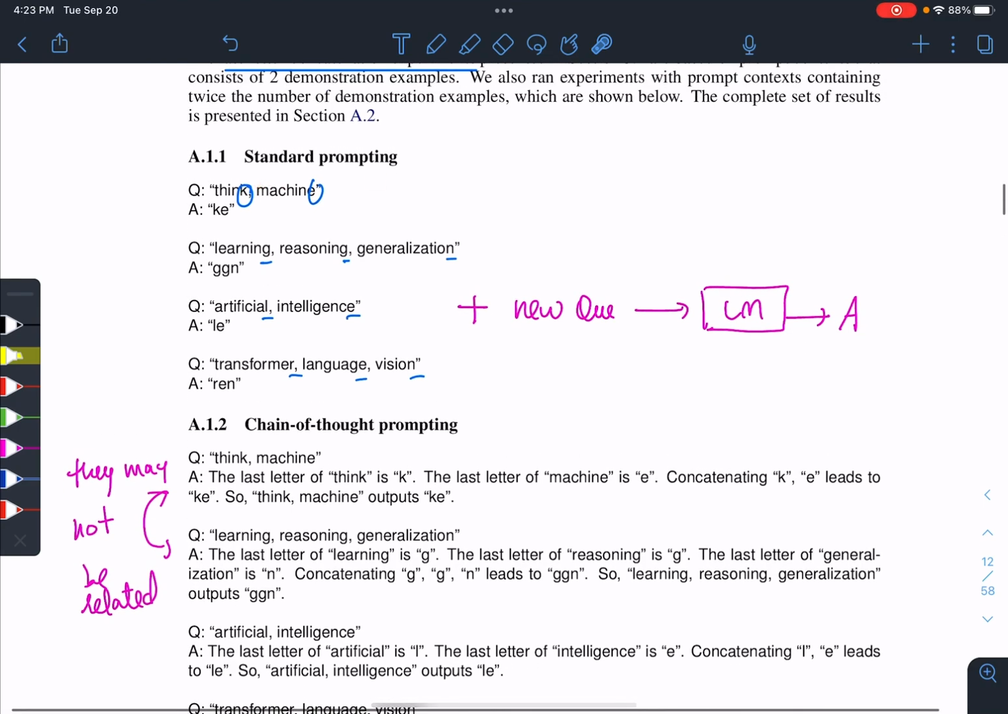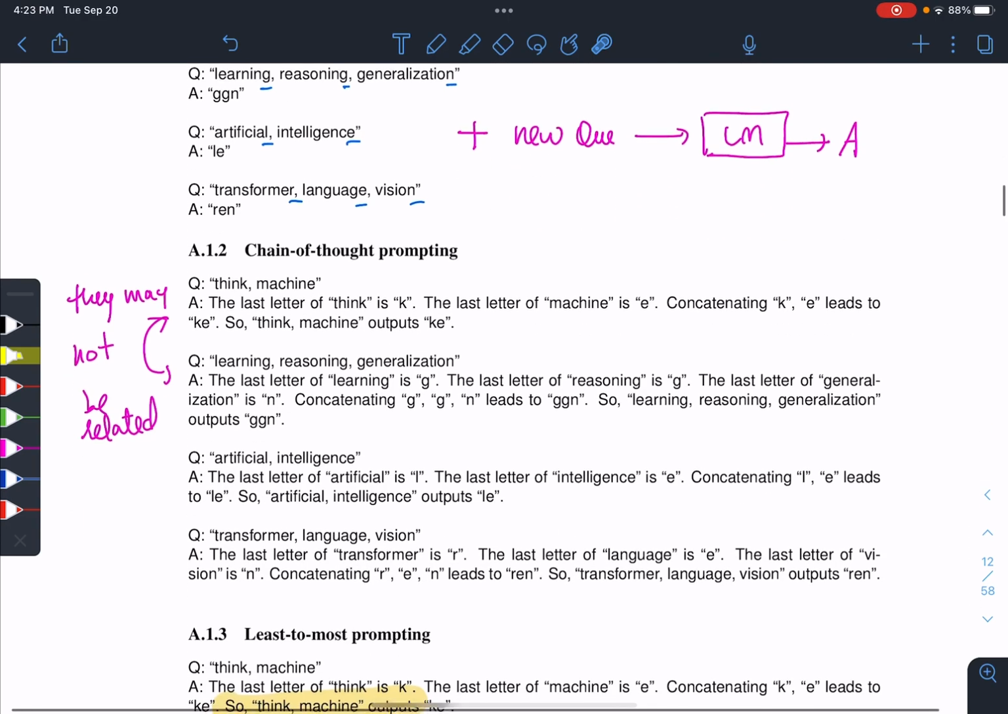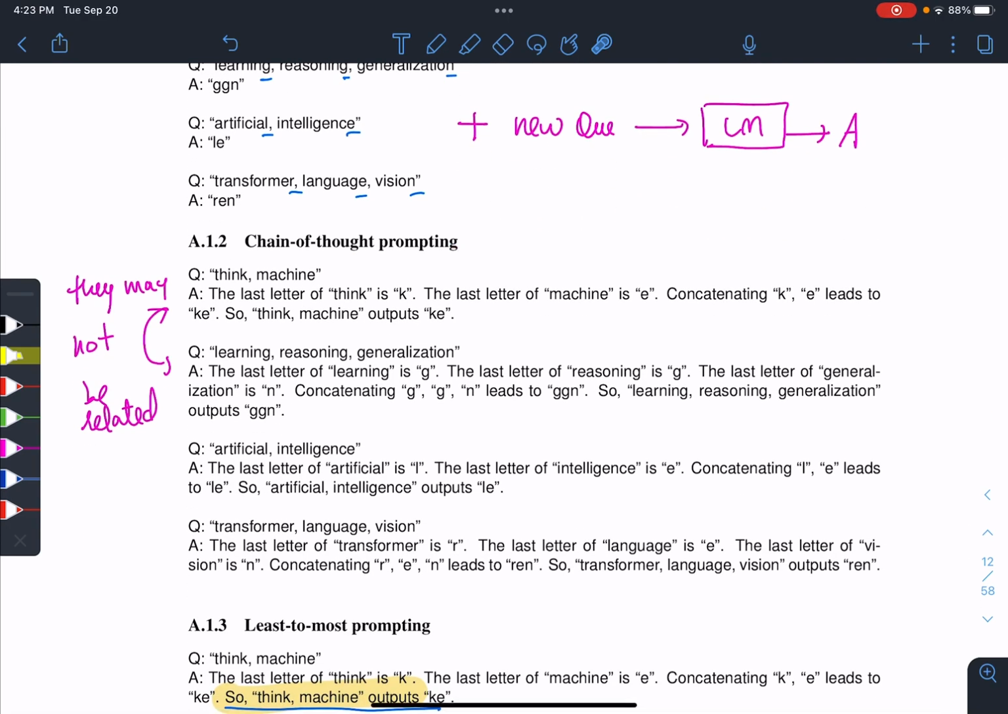So in standard prompting, there is no other text, there are just simple question answers, and it's provided with a new question, and the language model is going to give you the answer. In chain of thought prompting, there will be a question and an answer, but there's also an explanation of how they arrived at that answer. For example, the last letter of think is K, and the last letter of machine is E, and when you concatenate them, you land up at KE. So think machine outputs KE.